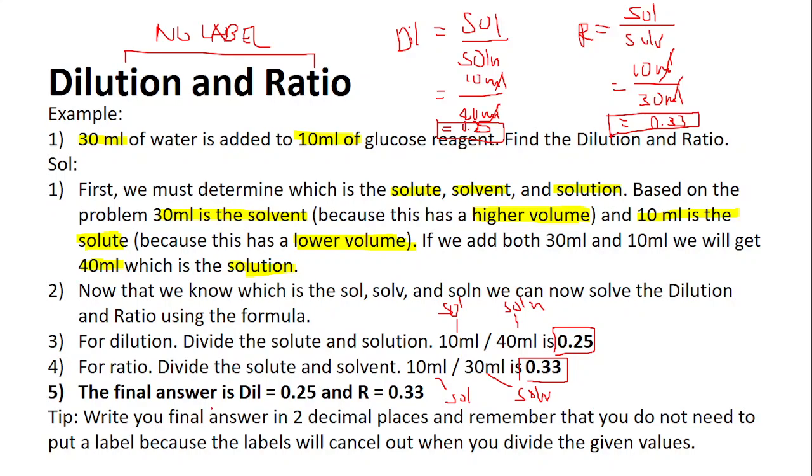Okay, the final answer: dilution is equal to 0.25 and ratio is equal to 0.33. Write your final answer in 2 decimal places and remember that you do not need to put a label, because the ml will be cancelled out. That is why there is no label in dilution and ratio. So this dilution and ratio topic is very easy.